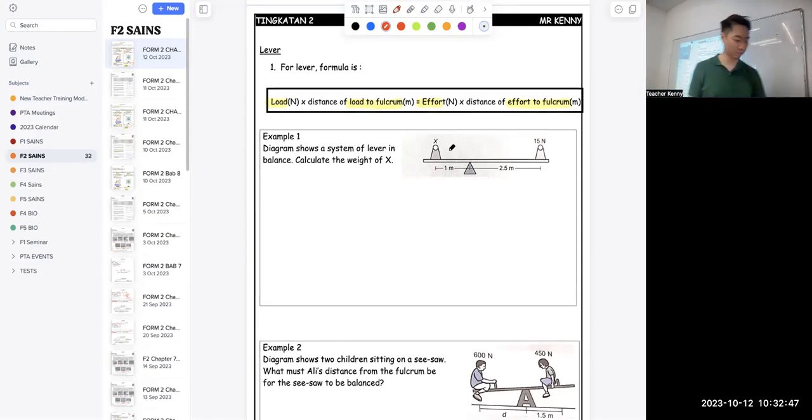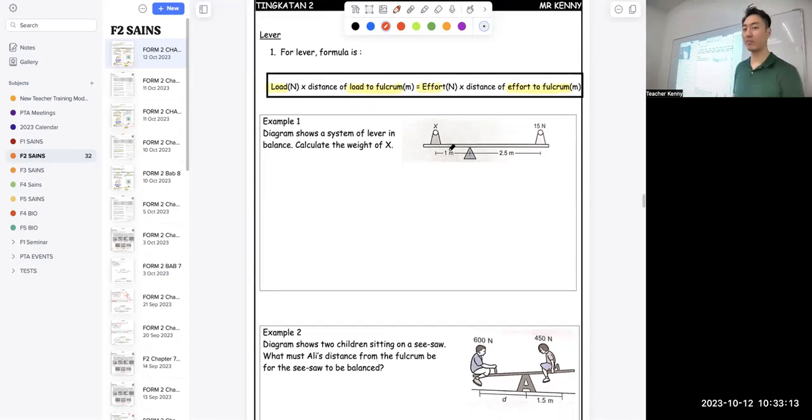In any mathematical equation, you can find the unknown. Do you guys learn simultaneous equations? Form 1, got that. Which one is x plus y equals 3, 2x plus 2y equals 4, and then you find x and y, to eliminate and kick out the x and y part. Okay, now, anyway, try this one: calculate the weight of X.